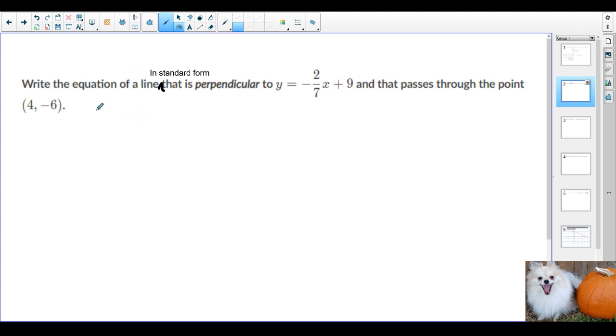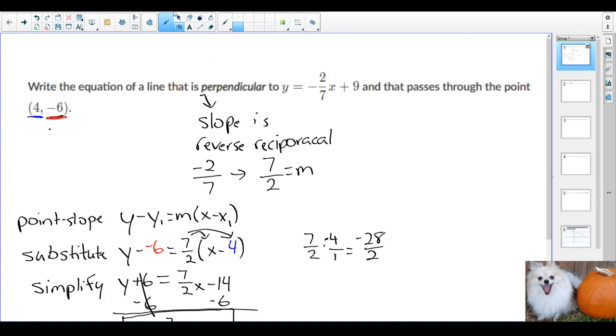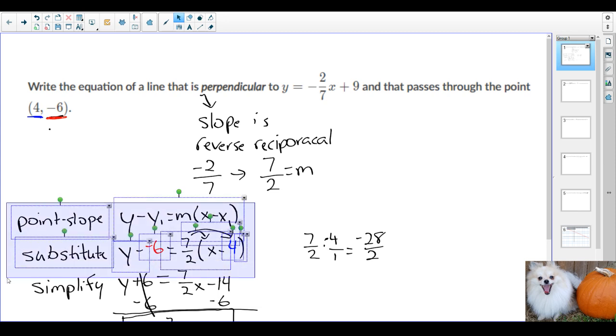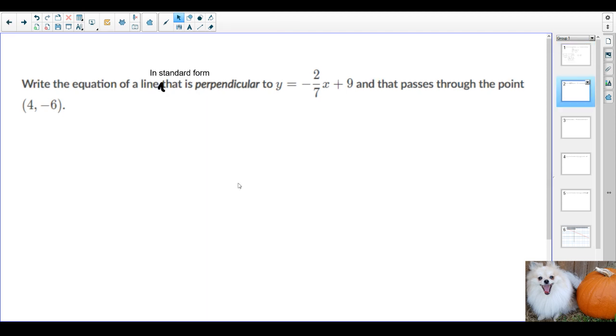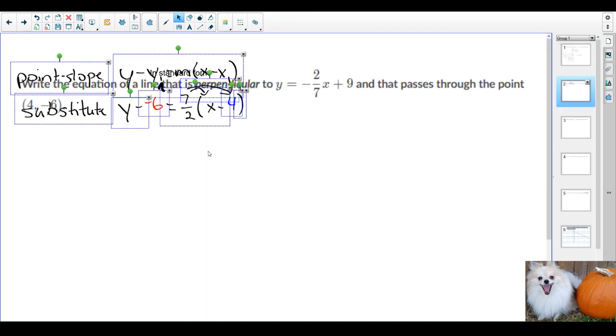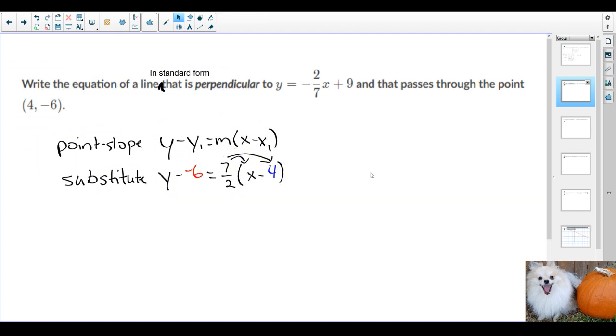Okay, here's this totally new question. Write the equation of a line in standard form that's perpendicular to blah, blah, blah. So it's the same thing, but just with a different phrasing. So we want this in standard form. So instead of having to redo a bunch of work, let's copy our equation in point-slope form. Copy. Paste. Nailed it.